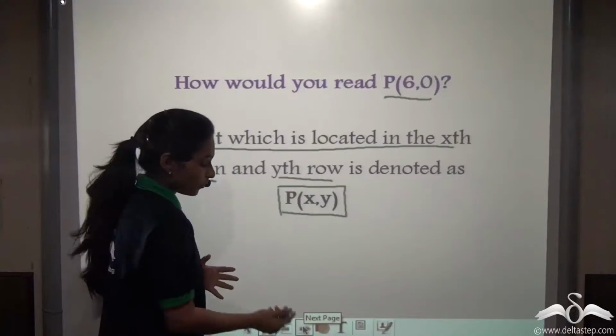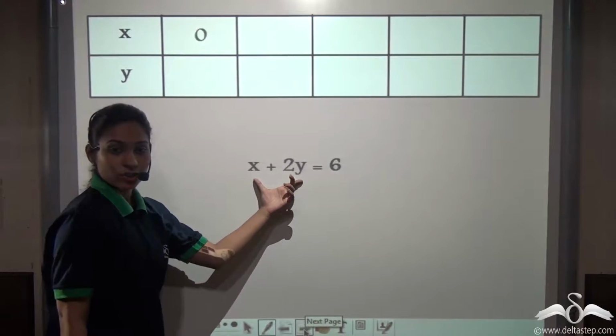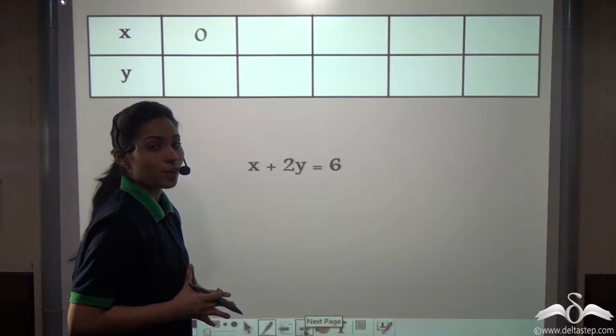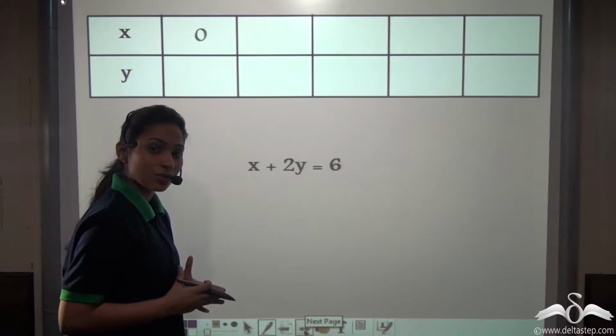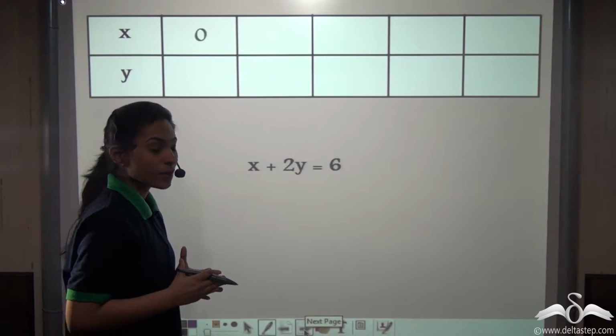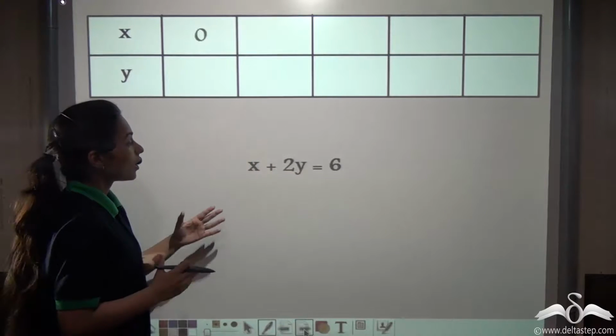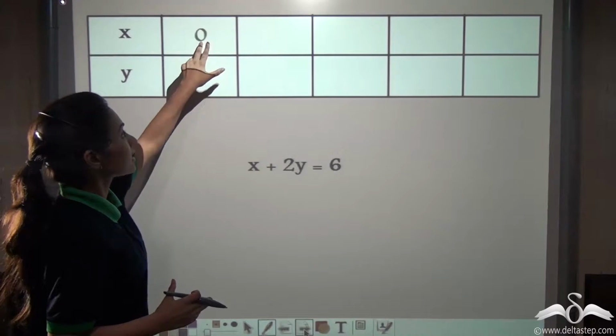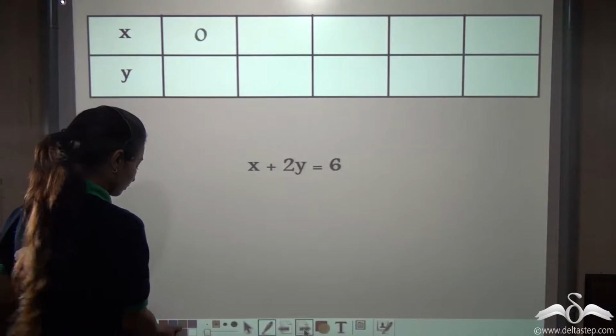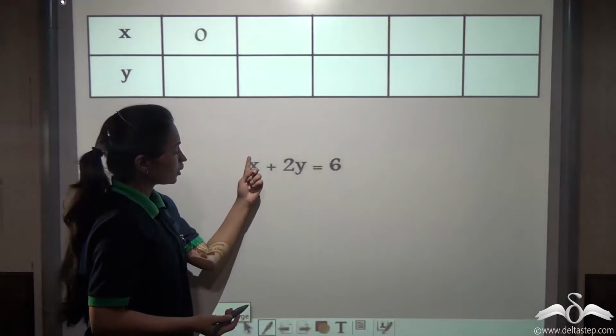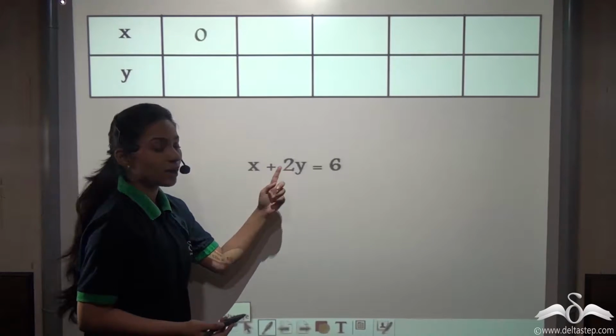So if I want to plot this equation on a graph paper, what do I need to have? I need to have some x and y values so that I can plot them on a graph paper. So now let us find out some x and y values for this equation. Here, if we take x as 0, suppose we substitute x with 0, how can we find out y?